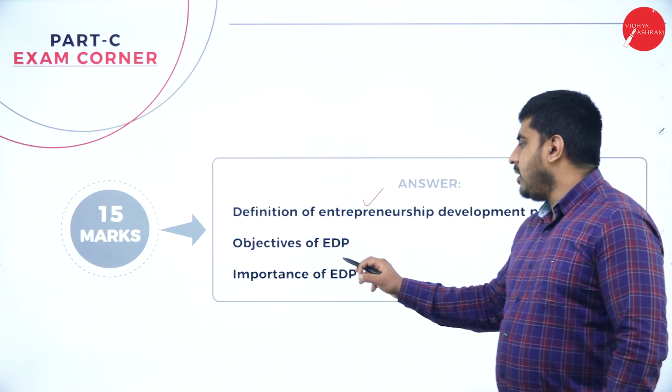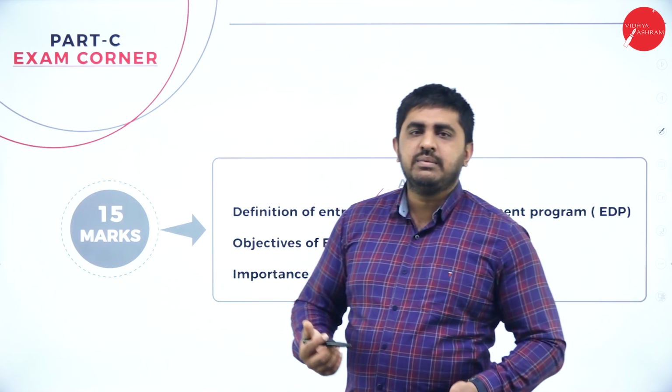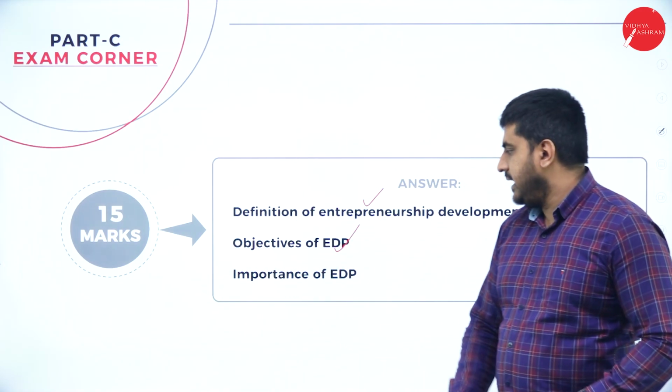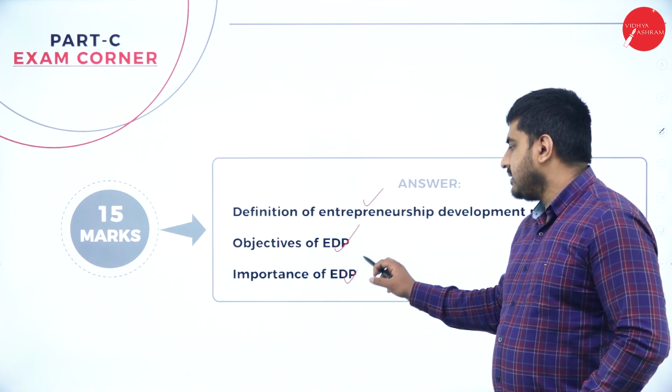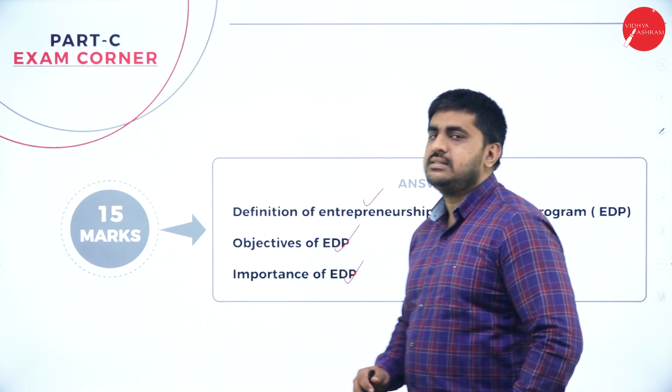Then there are 12 objectives of EDP in the notes. Any 10 you can write. If you are comfortable with 12, you can write 12. Then the importance of EDP. There are different importance points stated in the notes. You write it. So this is regarding this question.